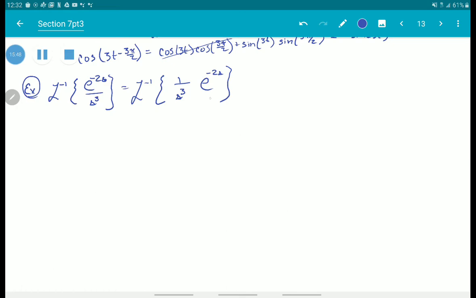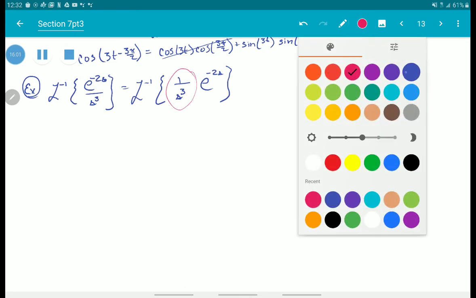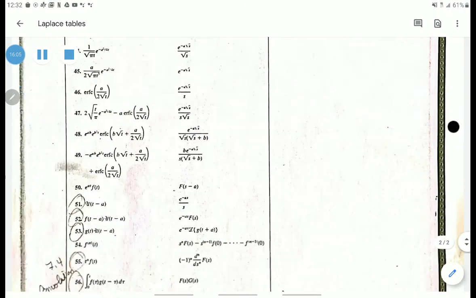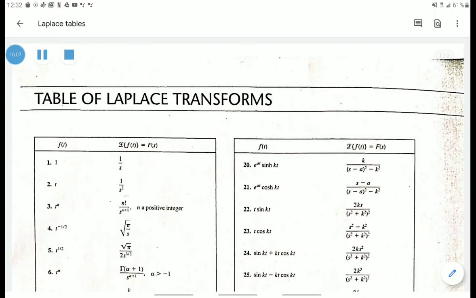So remember that e to the negative 2s, that's e to the negative as. That just means that we're going to have a unit step function involved. This guy is what we really need to focus on initially. So that almost looks like our t squared, going back to our table here.